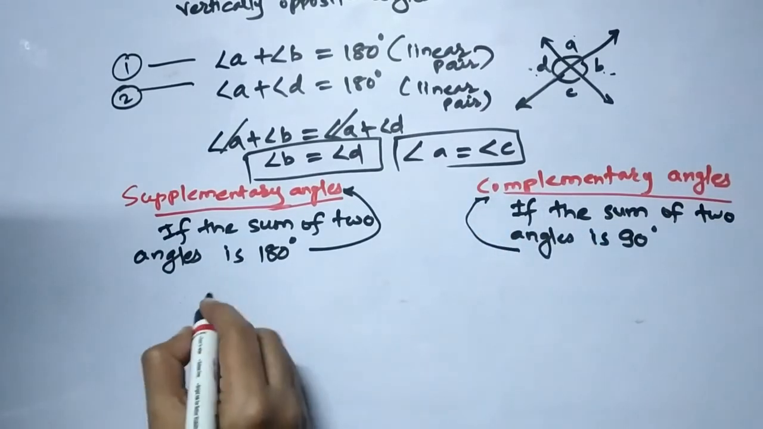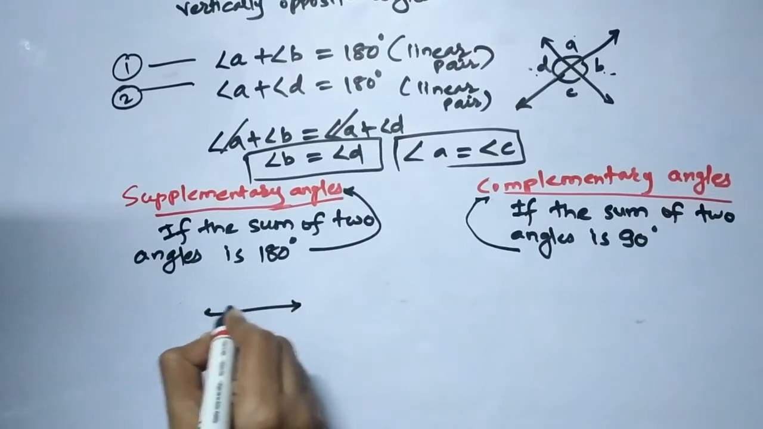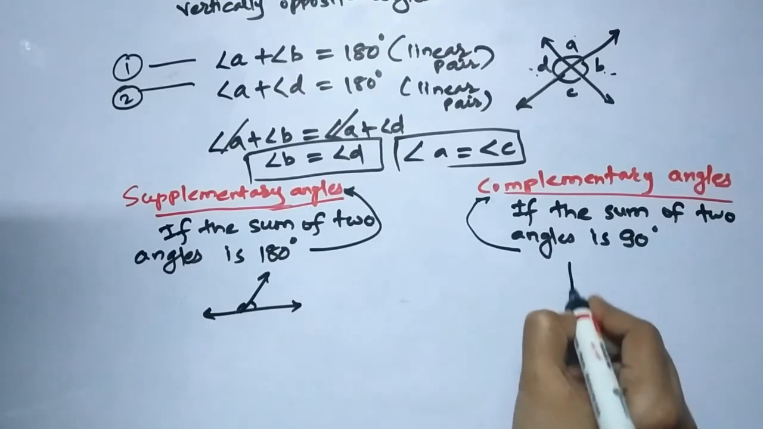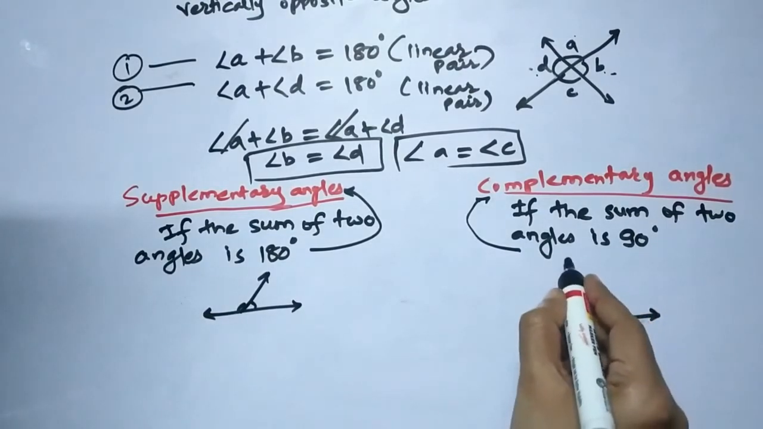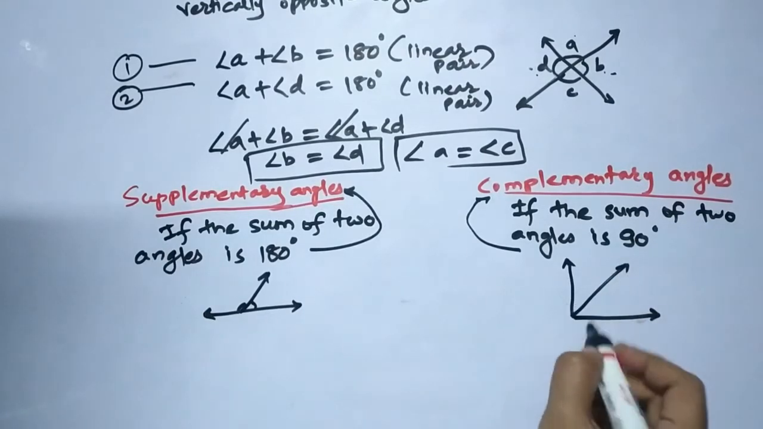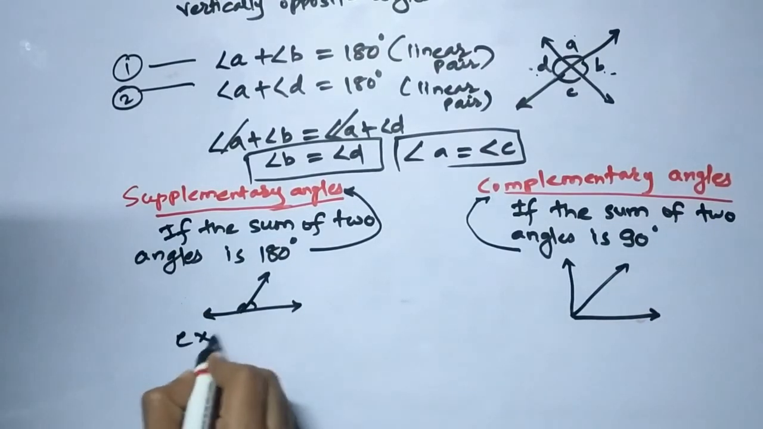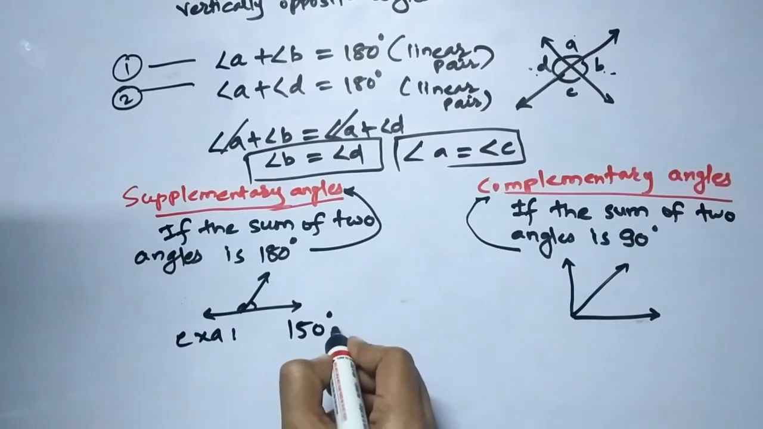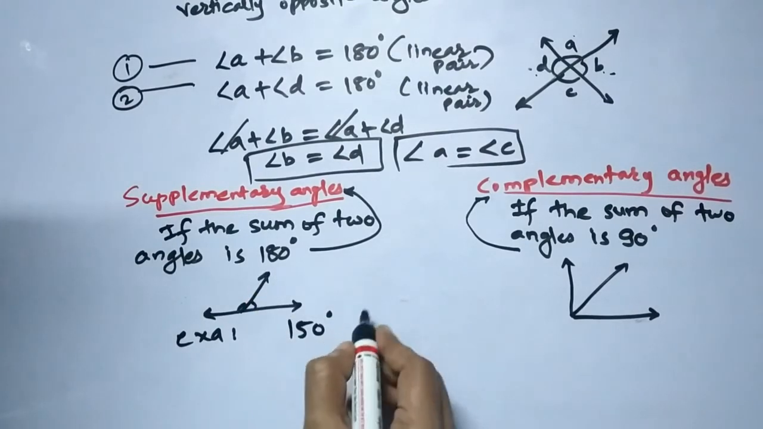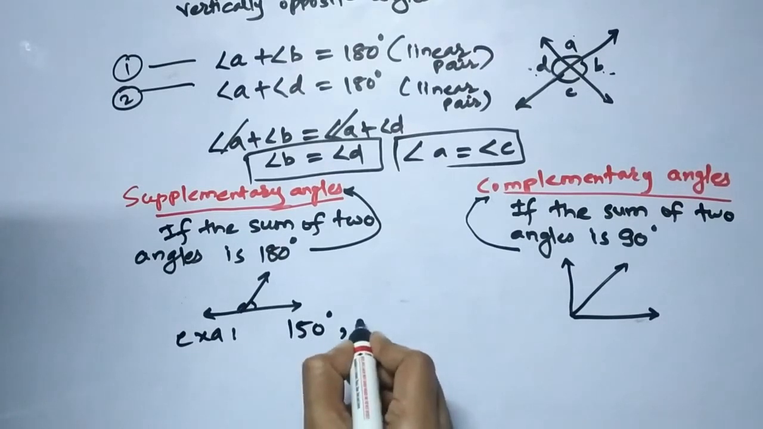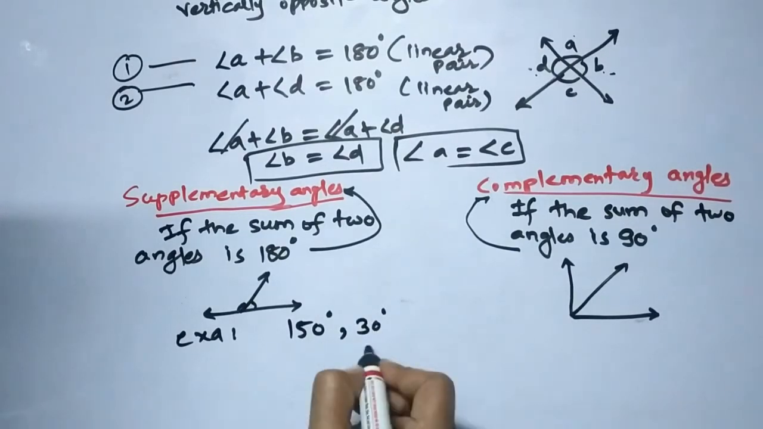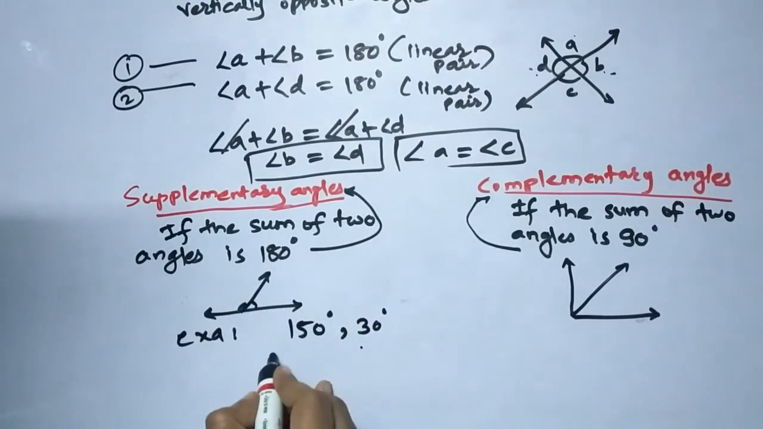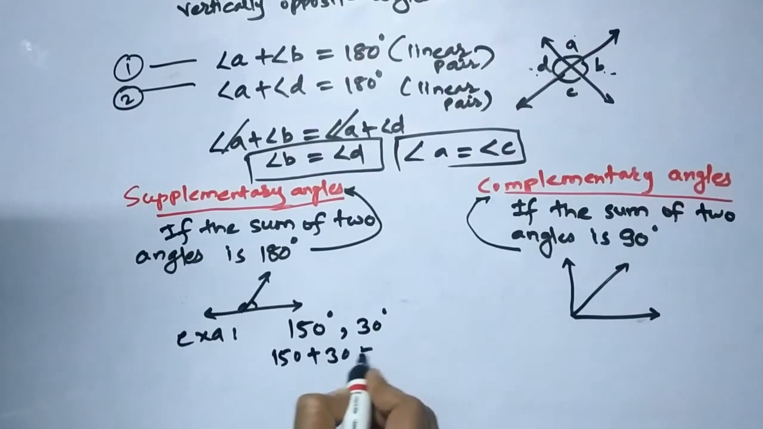For example, these are the supplementary angles, and complementary angles are exactly 90 degrees when both measurements are added. Here, if one angle is 150 degrees, what will its supplement be? In order to get 180, we get 30. So 150 and 30 degrees are supplementary angles, because if you add them, you get 180 degrees.